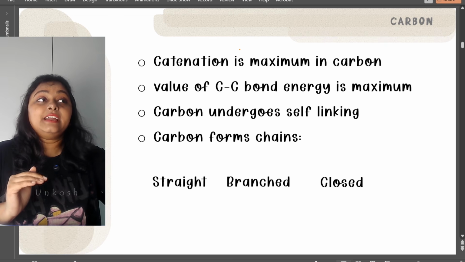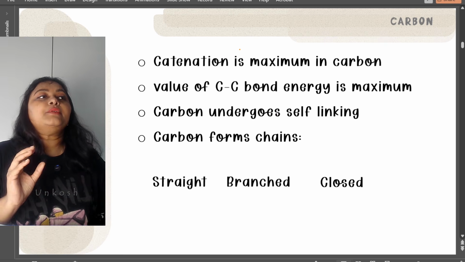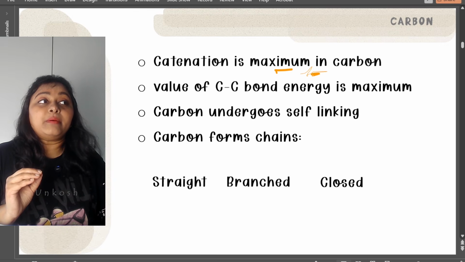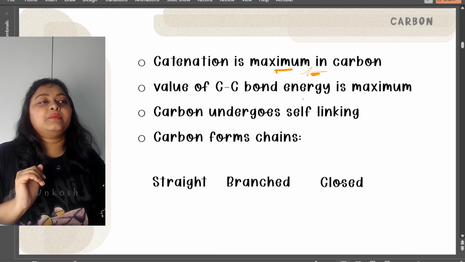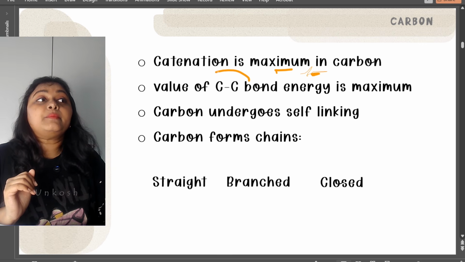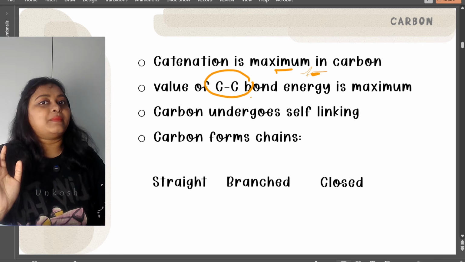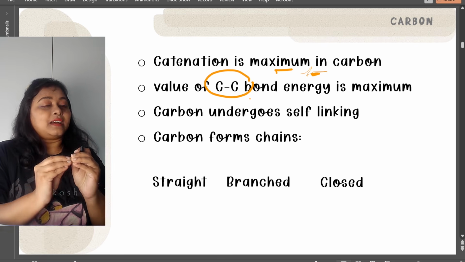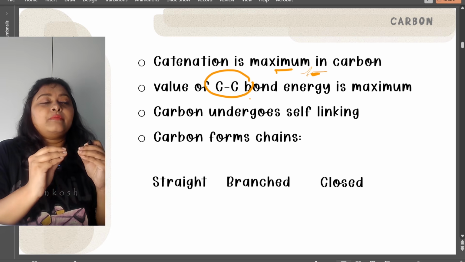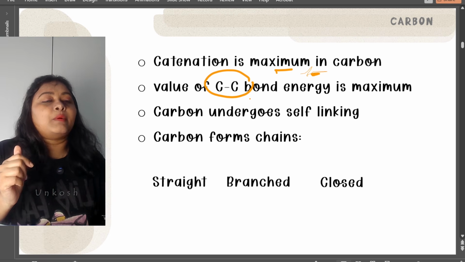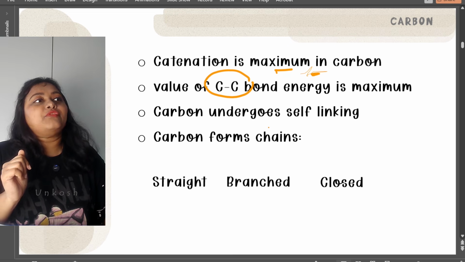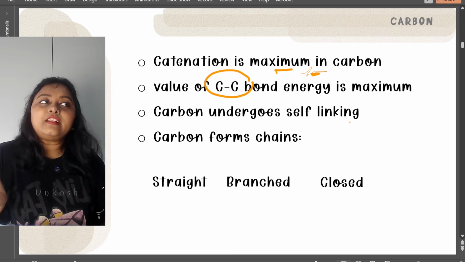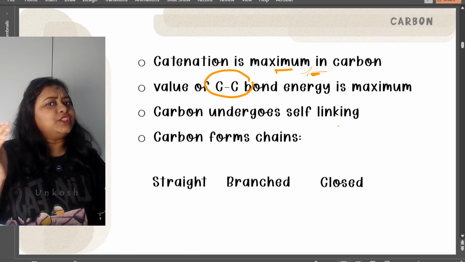Now, this linking is really important. Why? Because catenation is maximum in carbon. We need to remember that catenation is maximum in carbon, and the value of carbon-carbon bond energy is maximum. Why? Because when two carbon atoms come together, while forming that bond, they have maximum amount of energy. That's why we say that catenation is maximum in carbon, and carbon undergoes self linking, so catenation is prominent.